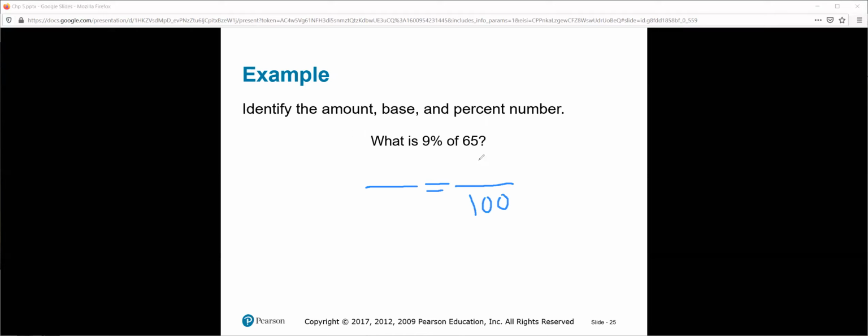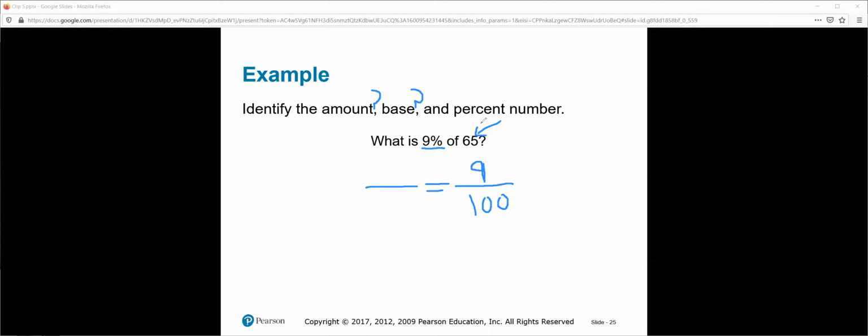As said before, we have a base, an amount, and a percent number. This right here is a percent number because it's the percent, right? So the 9 would go up here. Then we need to look at the 65. We need to say, is this a base or is this an amount? That's a tough one, right? So again, we have to look at this as a sentence, as an English sentence. How would we read this as an English sentence?